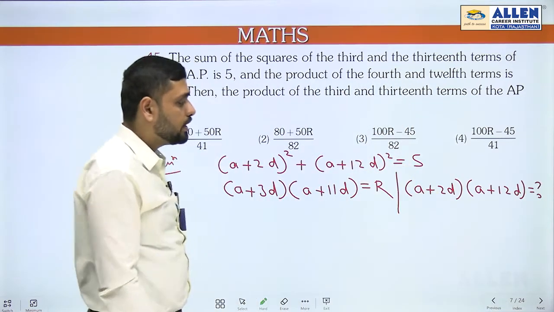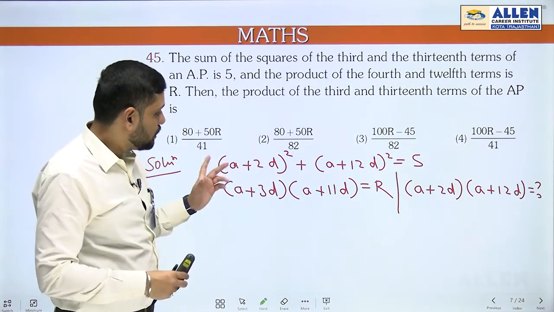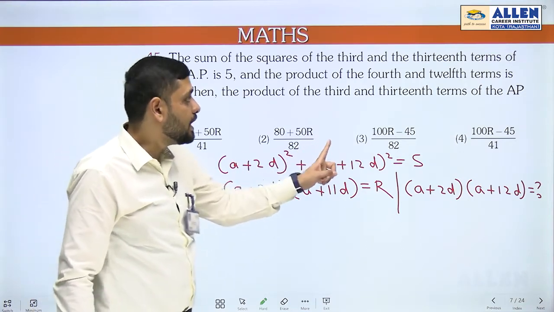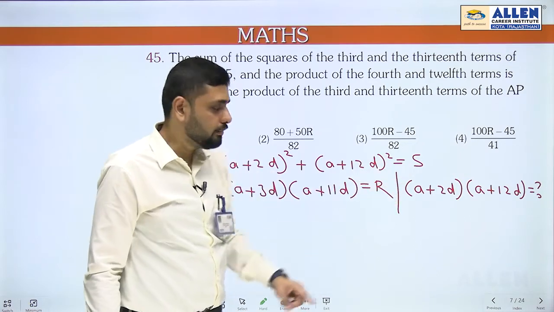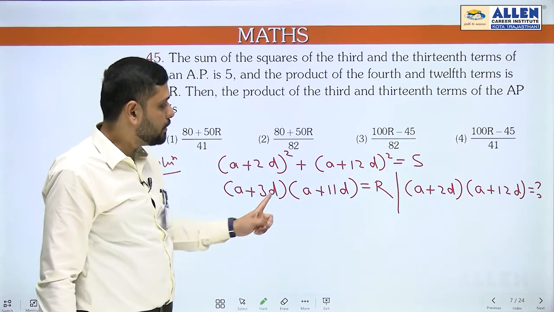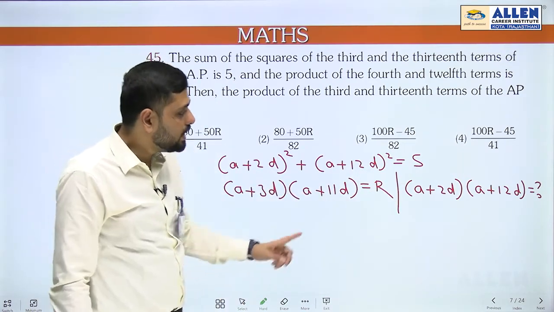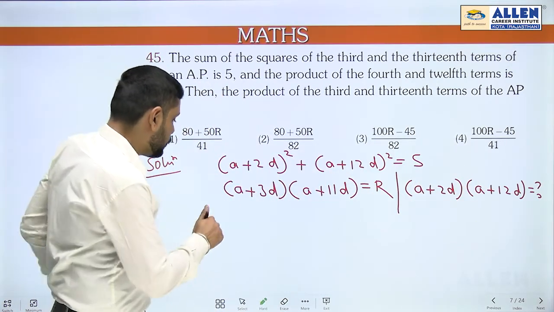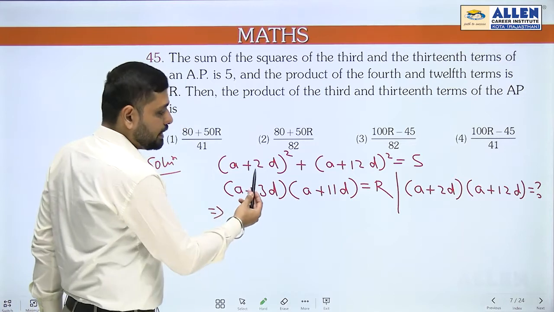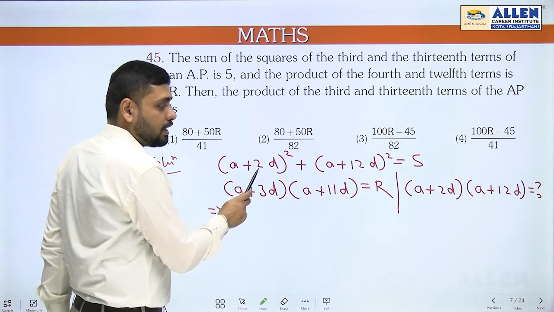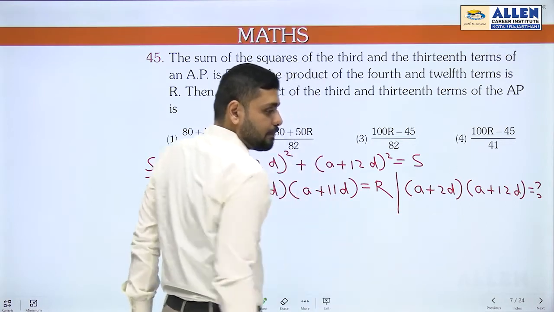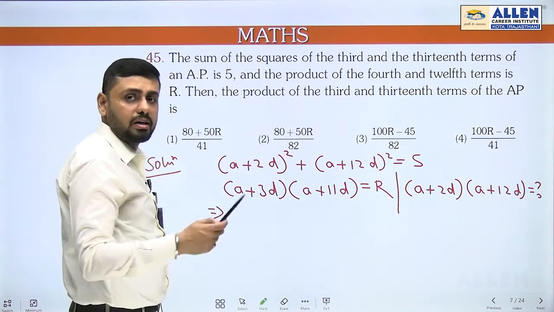So how we can do it is, we'll see it here. Here it is given the sum of squares of the 3rd term and 13th term is 5, and the product of the 4th term and 12th term is r. So we need to find the product of the 3rd and 13th term. Here they have given the information based on the 3rd and 13th term, and they have asked the information based on the 3rd and 13th term. So we'll convert it into the 3rd and 13th term.